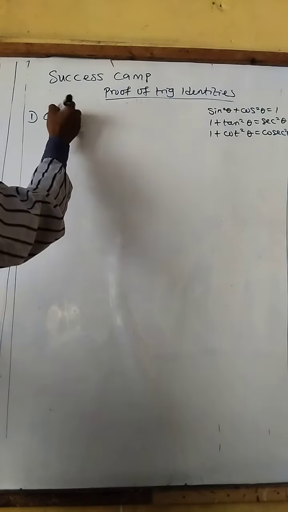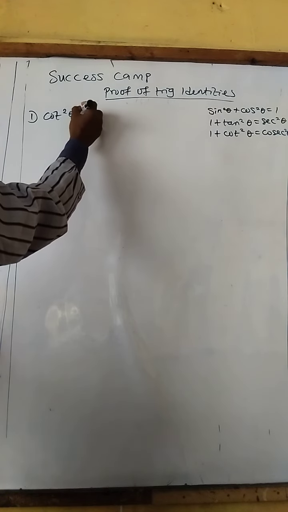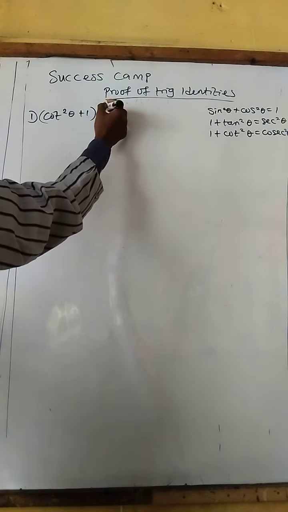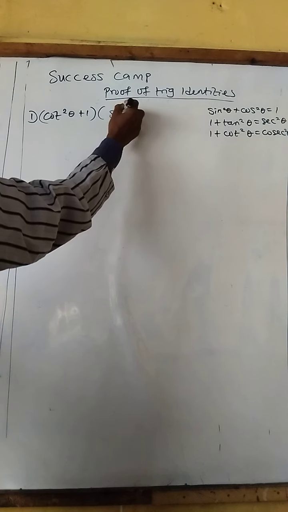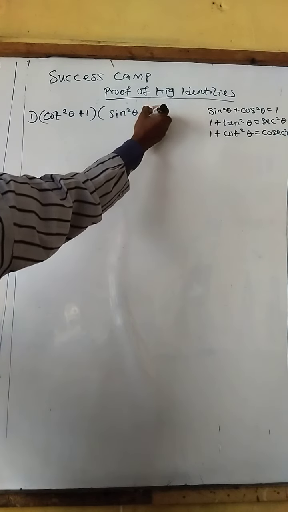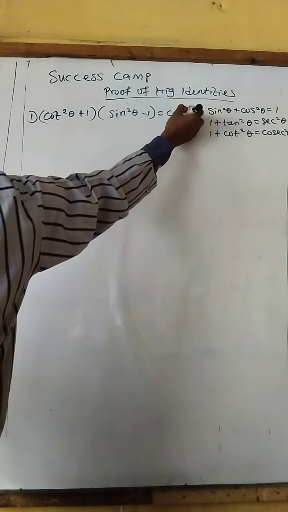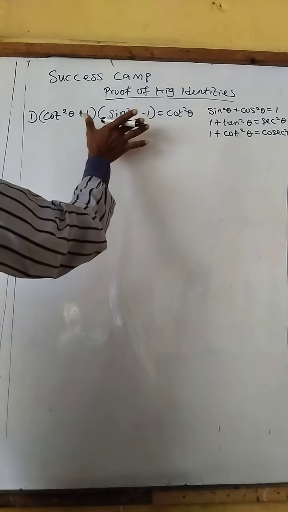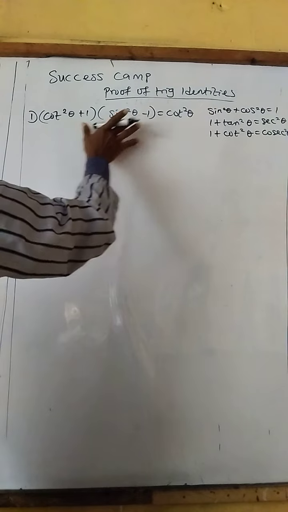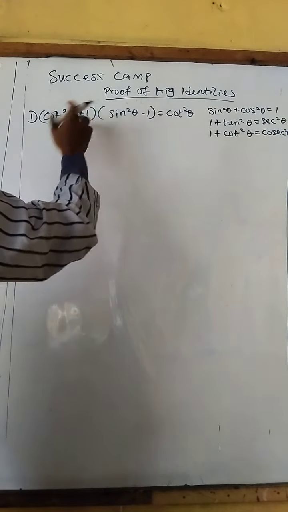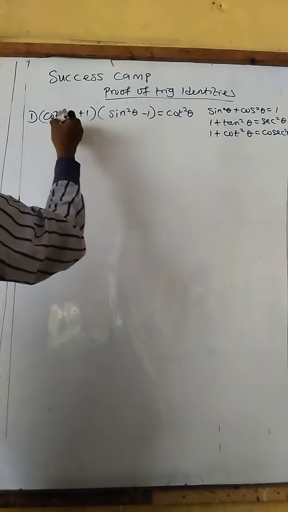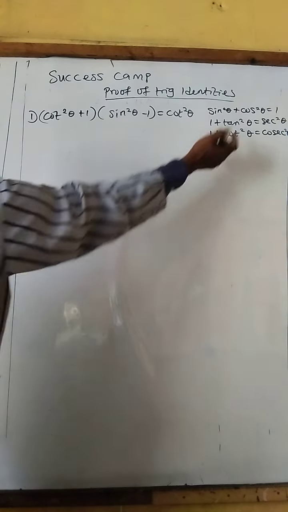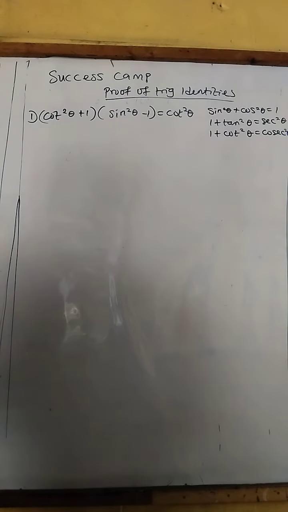So I have the first question here. I have cot square theta plus 1, open bracket, sine square theta minus 1, equals cot square theta. Like the way I said in the previous time, make sure that you are working with the difficult one to get the simpler one. So I work with this one so I can get this, and I know that my cot square theta plus 1 I can get from somewhere there.